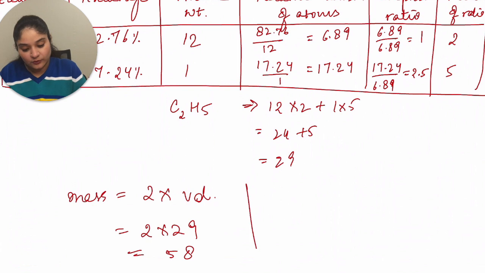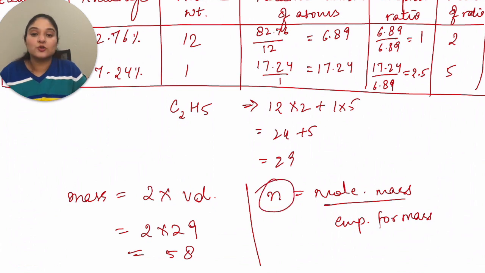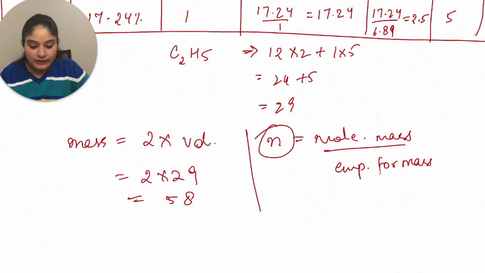Now once you have this value, N equals molecular mass divided by empirical formula mass. And this N you will use to calculate your molecular formula. So N will be equal to 58 divided by empirical formula mass, which is 29. So your answer is 2.